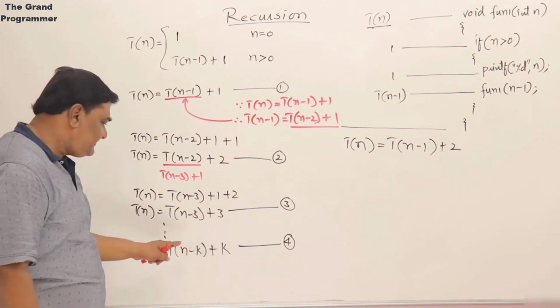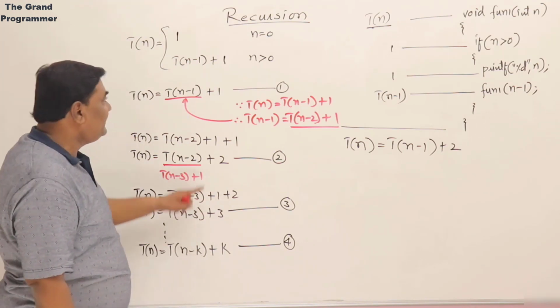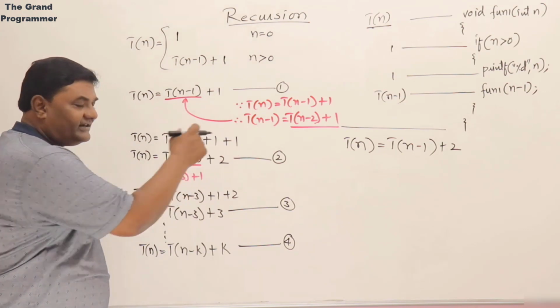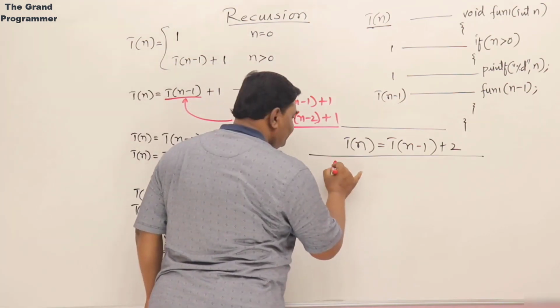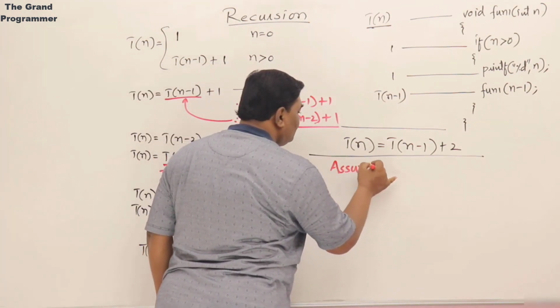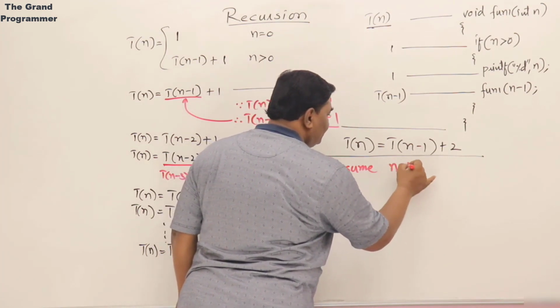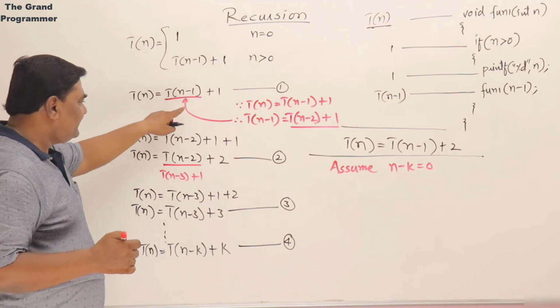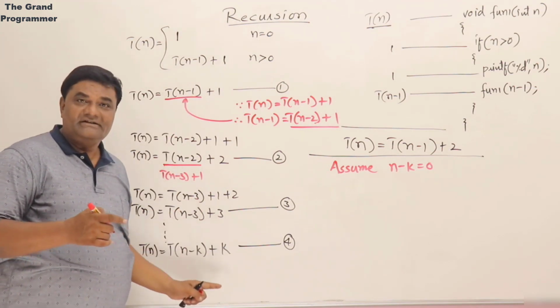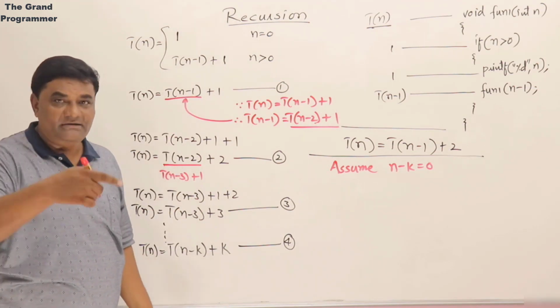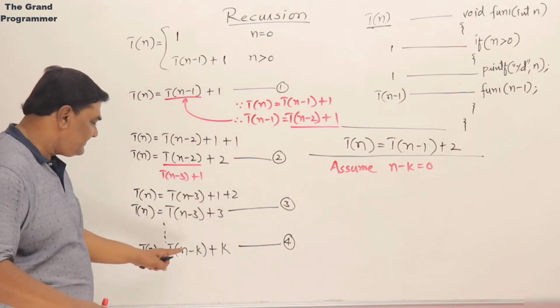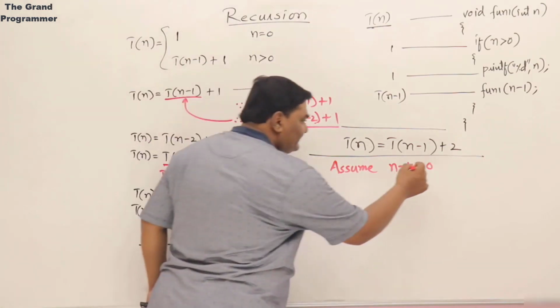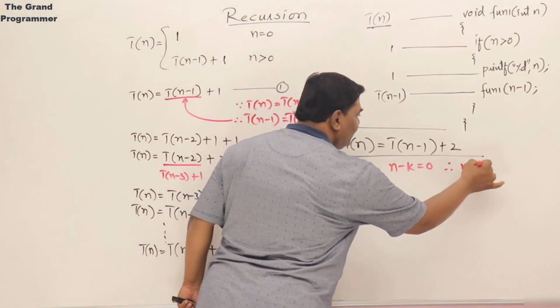Now we say that this n minus k actually has become 0. So on that side I will write down, assume that n minus k is equal to 0. So it means we have n minus 1, that we made n minus 2, then n minus 3, and so on, up to what? It became 0. So we assume that this has become 0. So it means, therefore, n is equal to k.